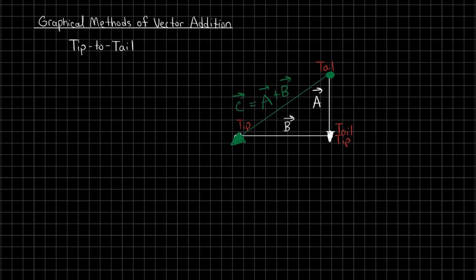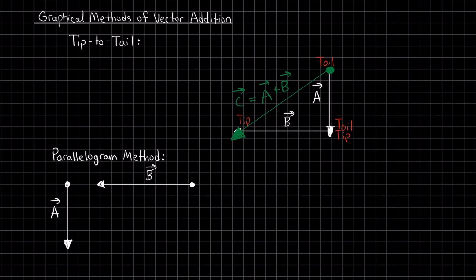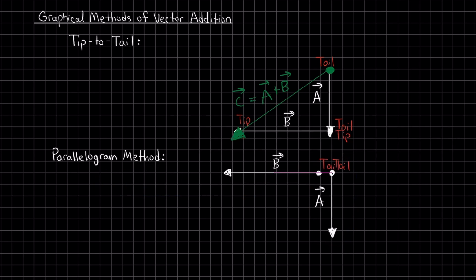Another way to add vectors is the parallelogram method. I'm going to draw out the same vectors. If I want to add using the parallelogram method, I'm going to place the vectors tail to tail. So I'm going to grab my first vector, I'm going to place it down, and then I'm going to place the tail of my second vector, and I'm going to match the tails together. My next step is to complete the parallelogram.